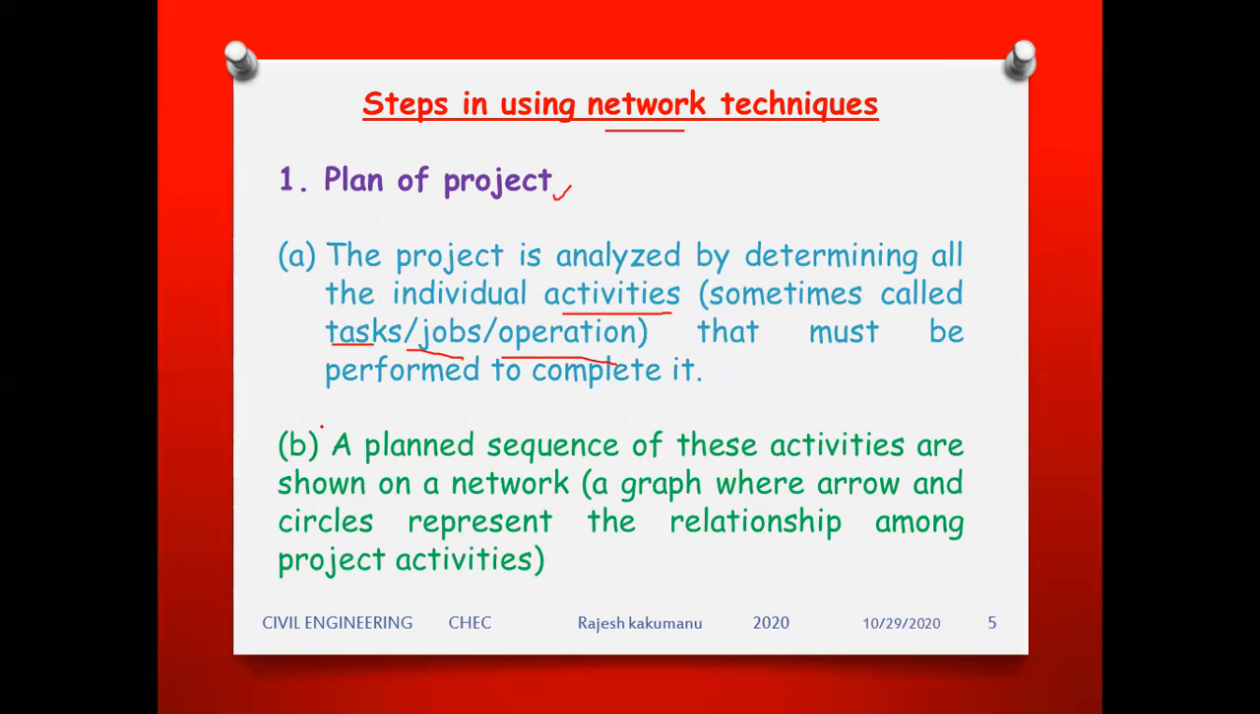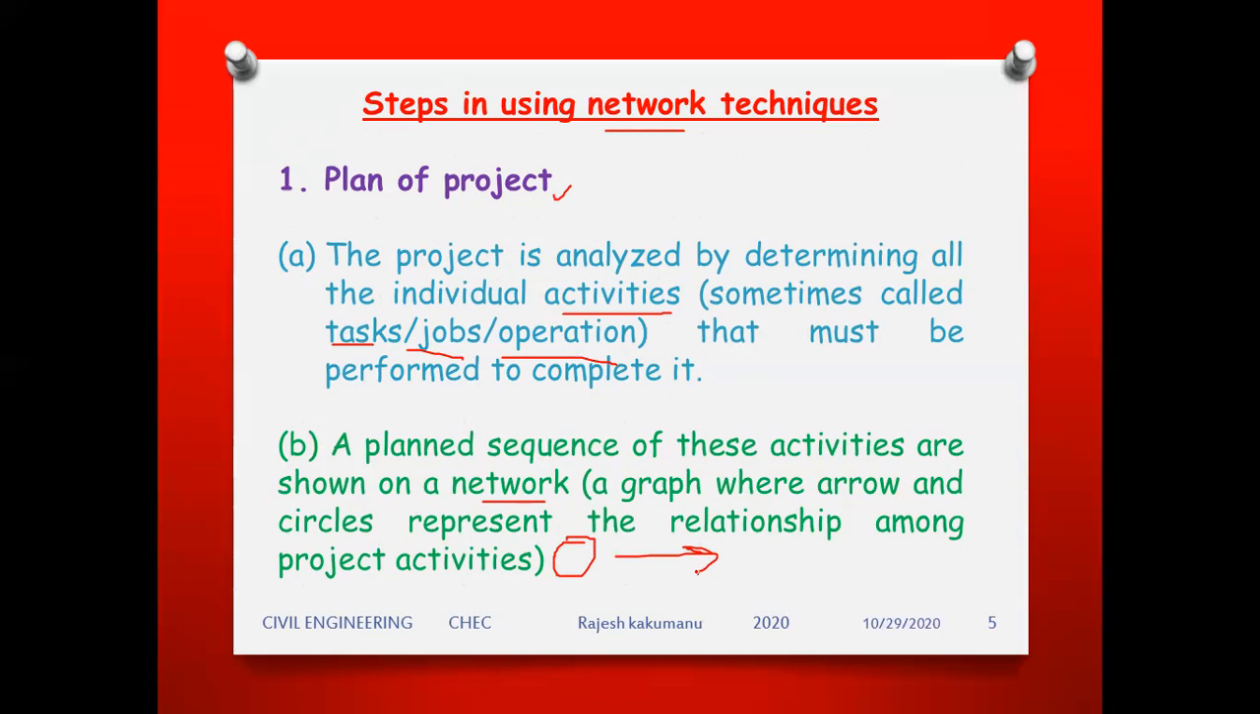Okay, second, a planned sequence of these activities is shown on the network. Whatever question you have seen in table form, from the table you have to see what activities are going on. Then we have to make a network diagram, a graph where arrows and circles are represented. So we draw the network diagram by using circles and arrows, showing the relationship among the activities. That is, after this work, what is the next work.